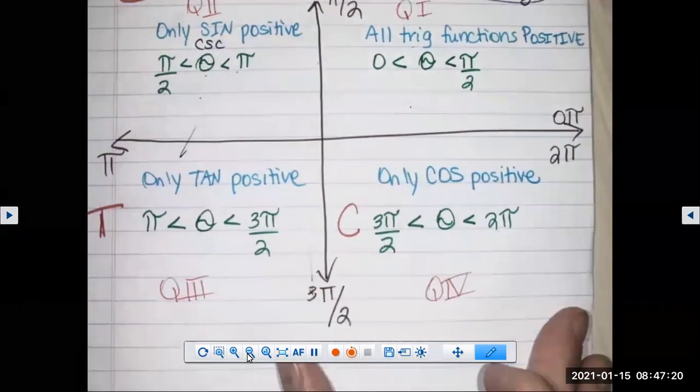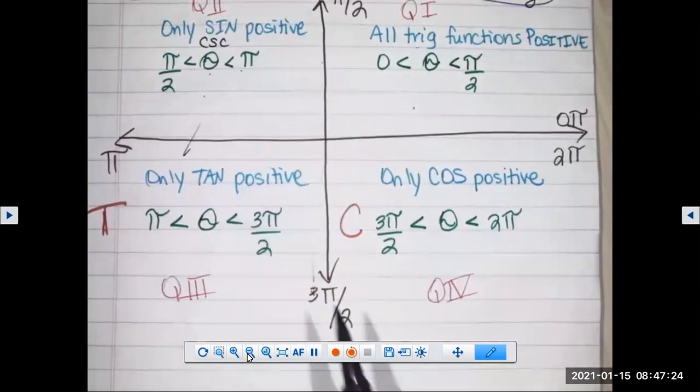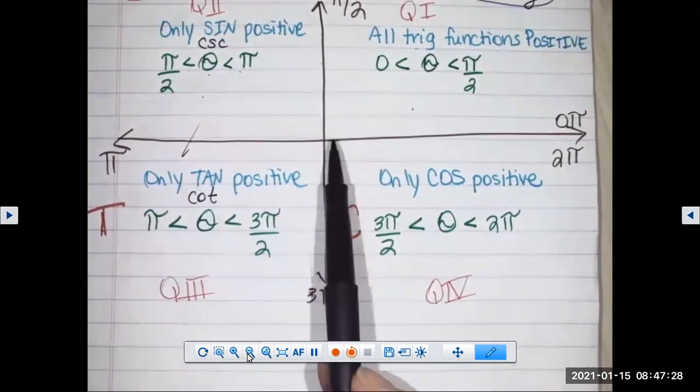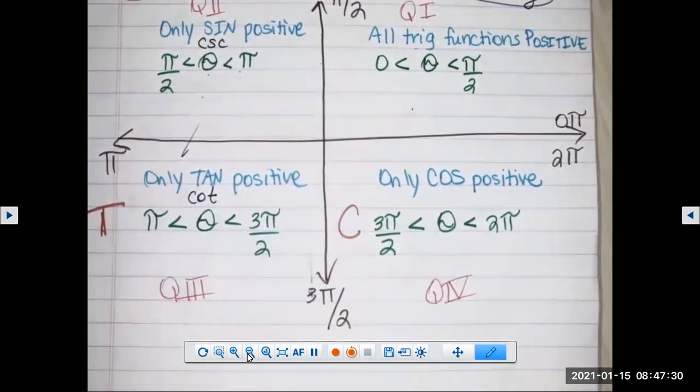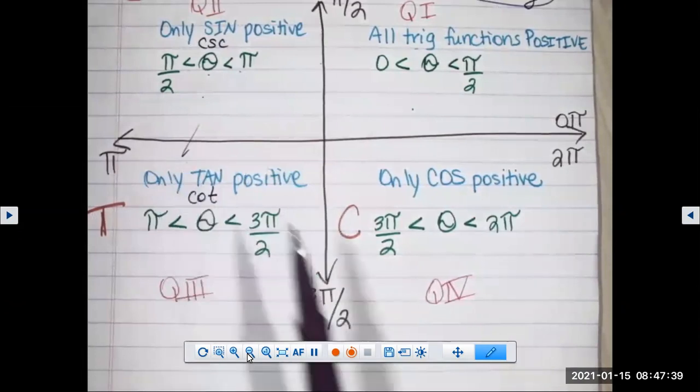In third quadrant, tangent is the only positive trig function as well as cotangent. Your X and Y are both negative. So to get Y divided by X for tangent, it'll give you a positive value. But sine will be negative and cosine will be negative.